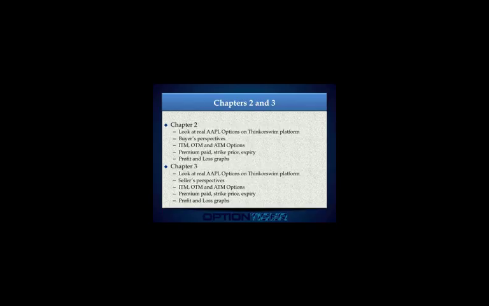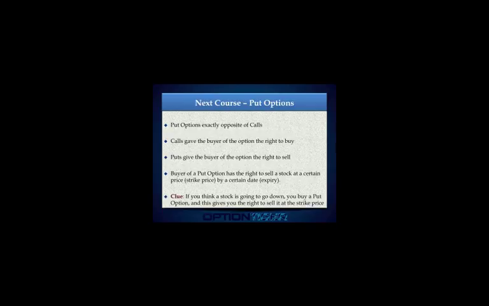And in the next course, we are going to look at put options, and we'll do the same thing. We'll be taking a real world example of a put option, and you should know now that a put option is going to work exactly the opposite of a call option. A call option gave the buyer of the option the right to buy, and a put option gives the buyer of the option the right to sell.